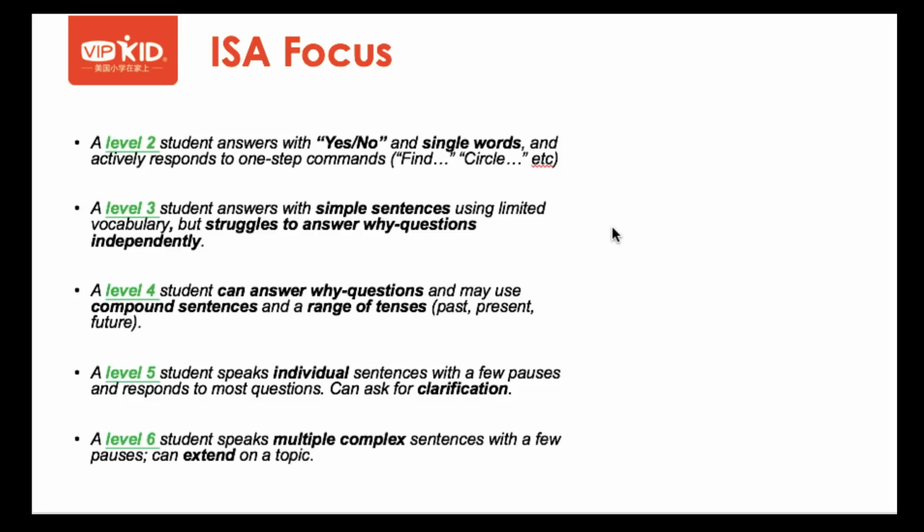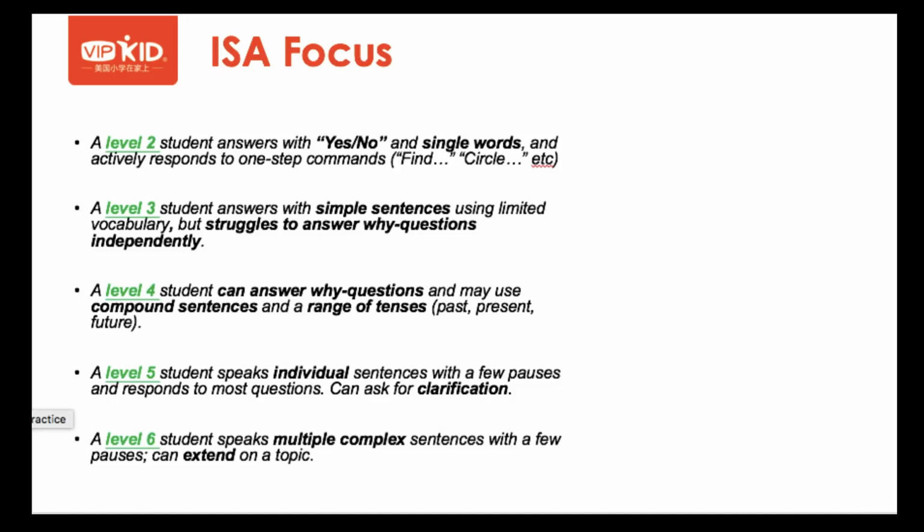So here's more of a breakdown of the 6 levels and what you're looking for during the slides. Right? So level 2 is yes or no, single word. Level 3, simple sentences, but still struggle with the why. Level 4 can answer the why, can talk in a range of tenses. Level 5, individual sentences. And level 6, obviously more complex sentences. All of this should be in a PDF download that came with your email invite. If it didn't come, then please ask for it.